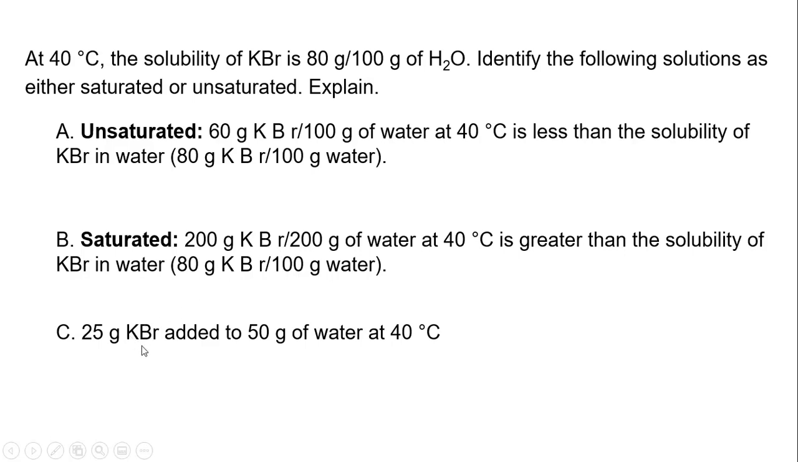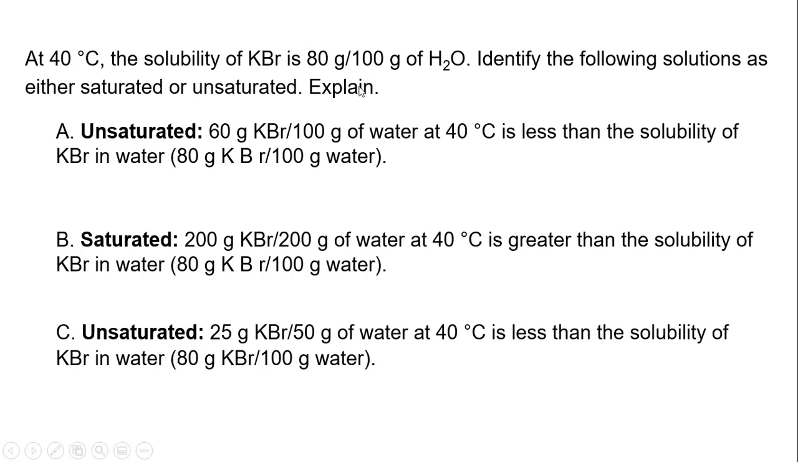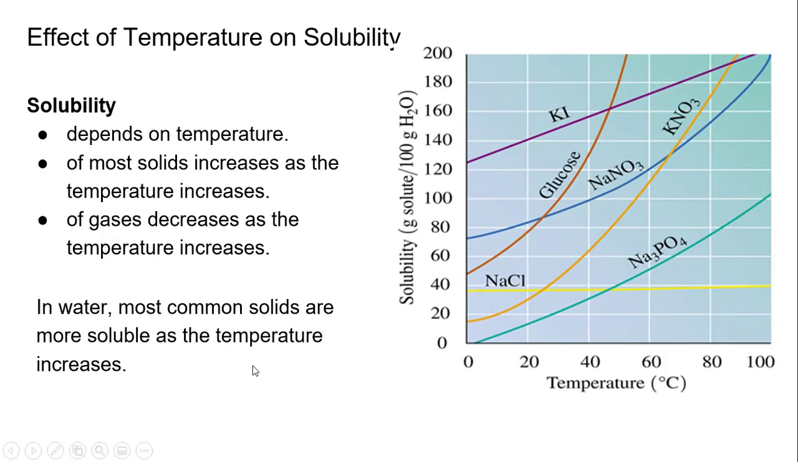And the last one, 25 grams added to 50 grams. So this one is now cutting down the water, and we're looking at a different value that doesn't exactly match up with the 80. But if we look at it, half of 80 is 40. So 25 is less than the 40. So it is still less than the solubility of the 80 per 100.